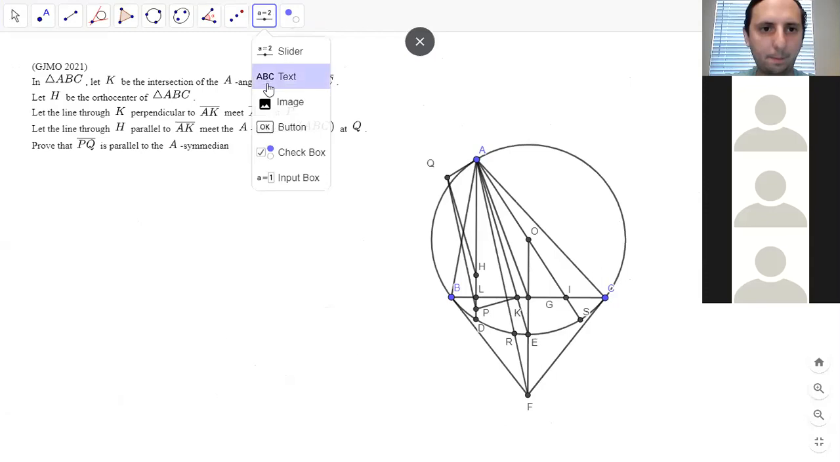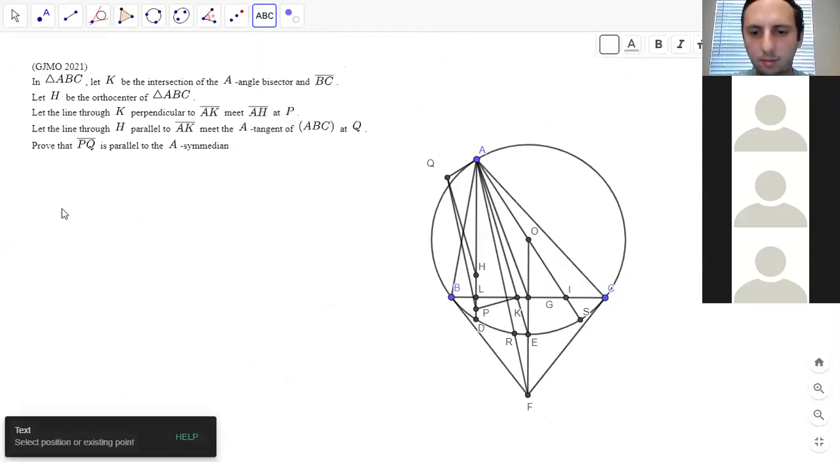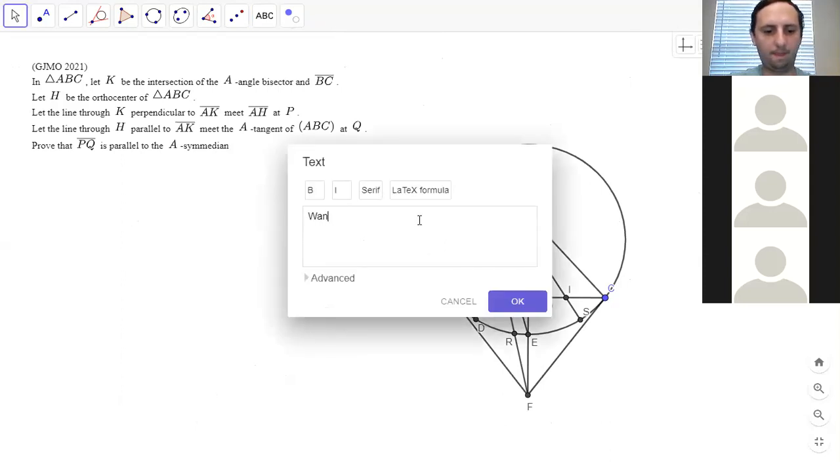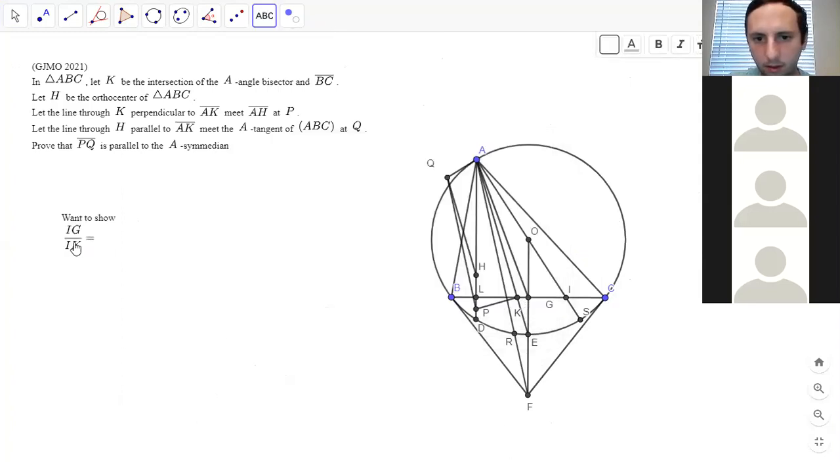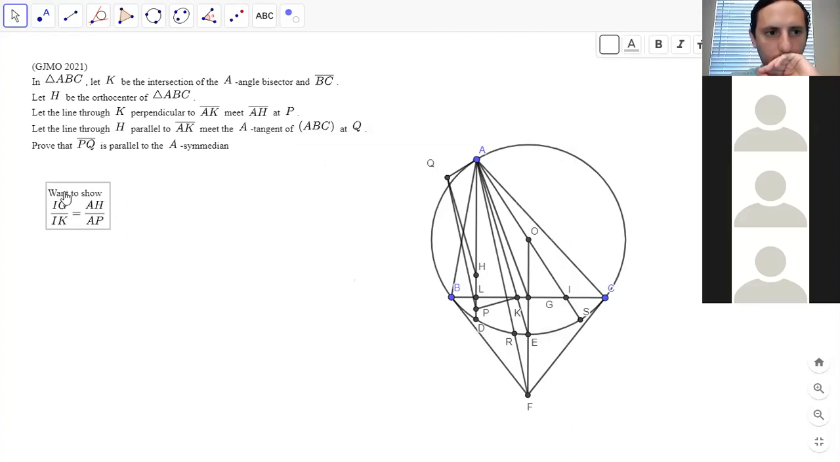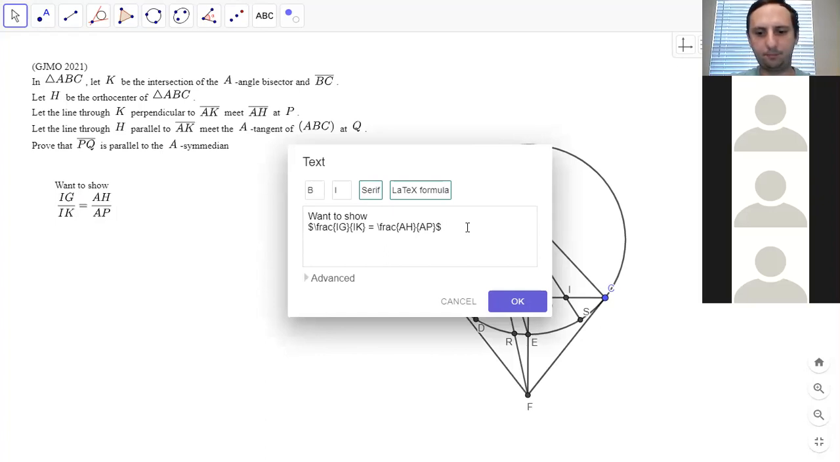So basically, we want to show IG over IK is equal to AH over AP. We should write it as IG times AP equal to AH times IK, which is implied.